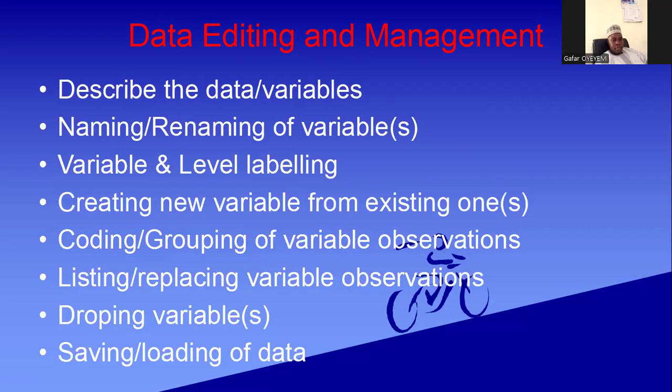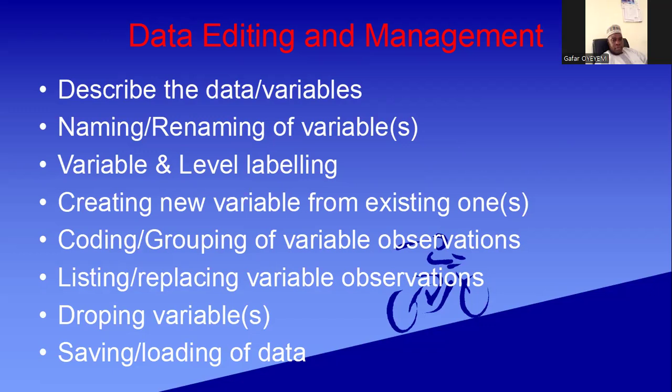Then how do we label a variable or label levels that a variable may have, especially those nominal variables. I will try to explain the importance of labeling of variables, so when we get there, we will see the importance of that. Then how do we create a new variable from existing variables? So if you have a variable already and you want to use that existing variable to get a new variable, we are going to look at that as well.